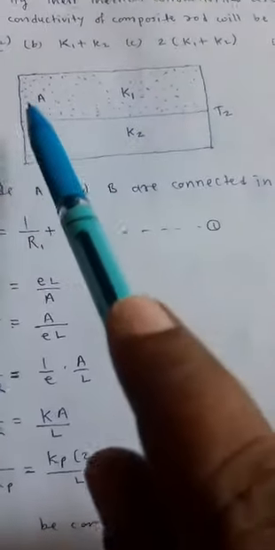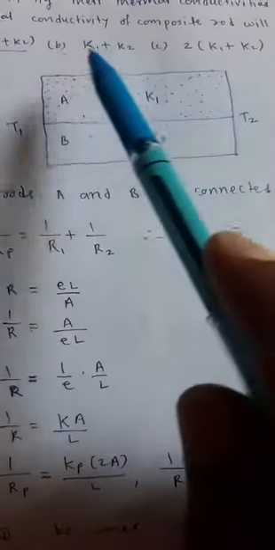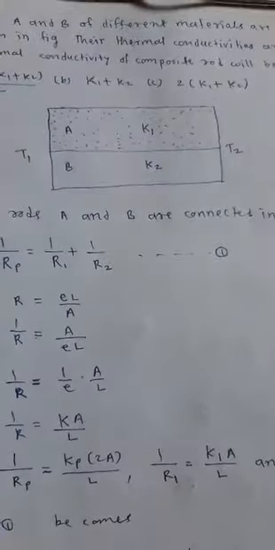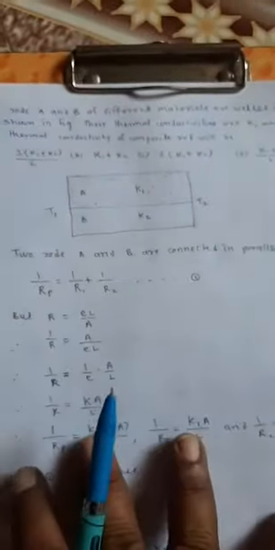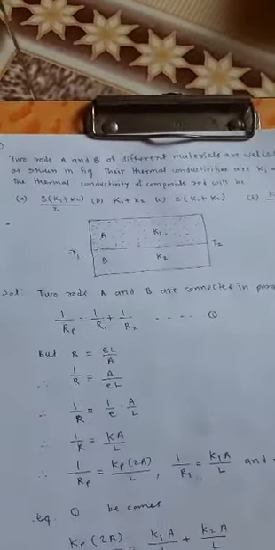ये join करने के बाद, what will be the equivalent coefficient of thermal conductivity? ये question है. Options are given: A) 3 K1 plus K2 by 2, B) K1 plus K2, C) 2 K1 plus K2, and D) K1 plus K2 divided by 2.